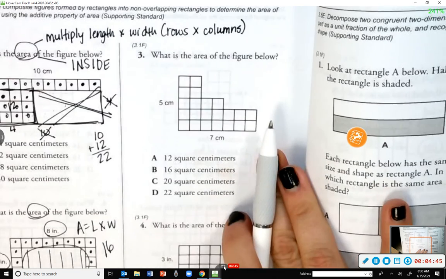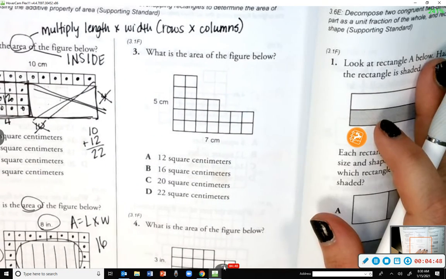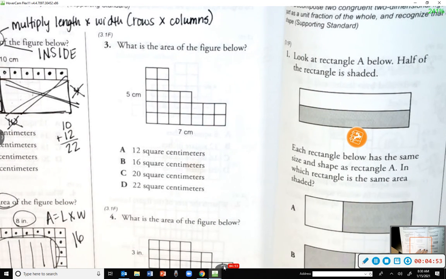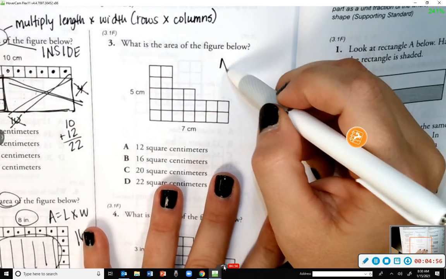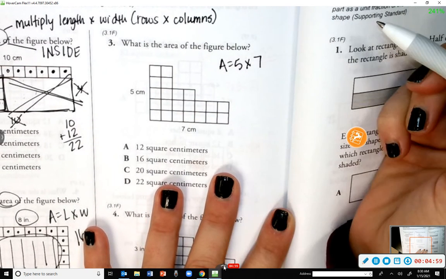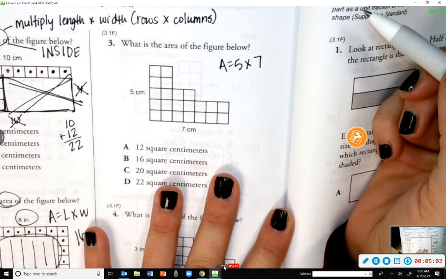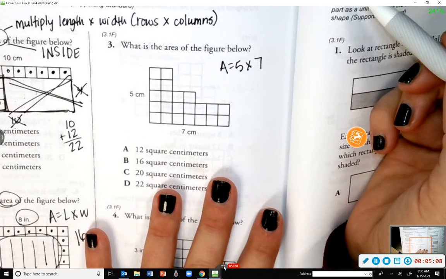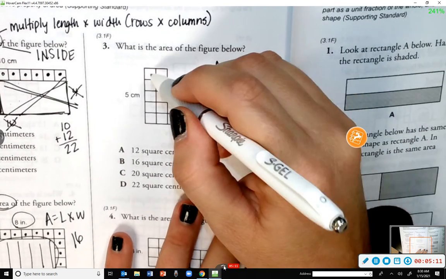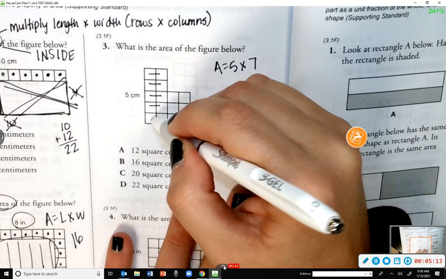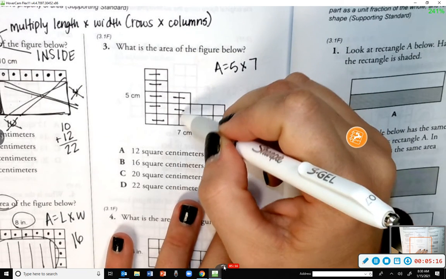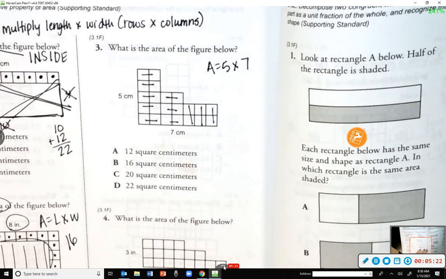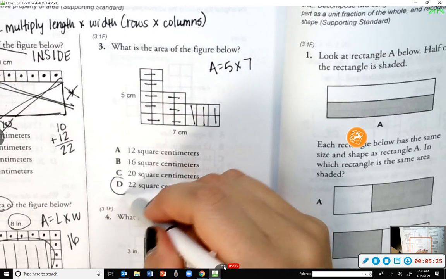Number 3, what is the area of the figure below? What do I need to do on this one? Okay, Kaylee? Count the inside. And why can't I do just 5 times 7? Because it's not a whole square. Good. It's not a perfect rectangle, so I just have to count. 2, 4, 6, 8, 10, 12, 14, 16, 18, 20, 22. So D was your correct answer.